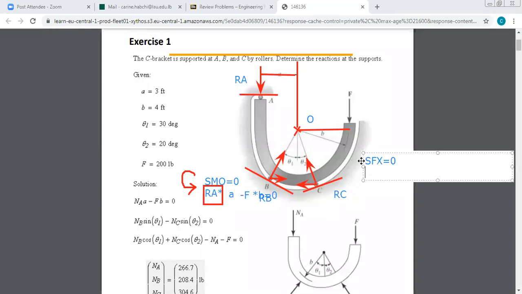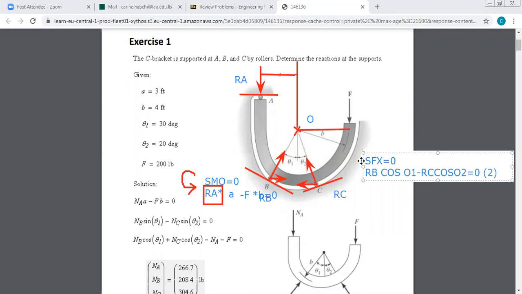I get RB times cosine of theta 1 minus RC times cosine of theta 2 equals 0. Okay, this is my first equation between, and if you want, it's equation number 2, because the first equation gave me RA.